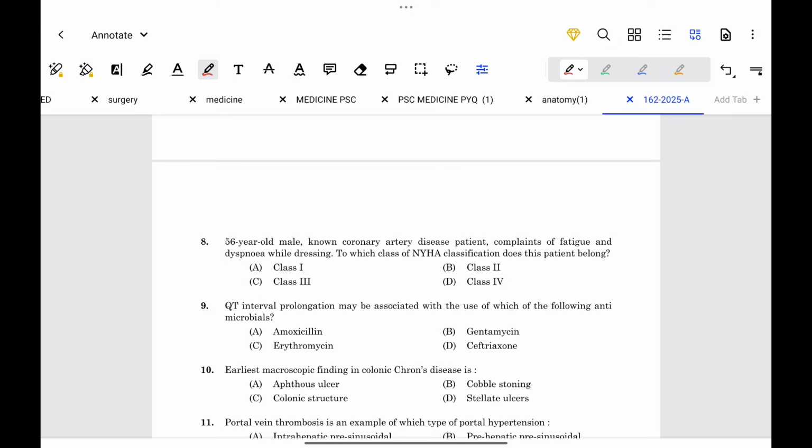NYHA class 3 is marked limitation of physical activity. If the patient is comfortable at rest, then he can do less than ordinary activity, and he gets the symptoms. Okay, so here the patient has symptoms while dressing. So this is option C, class 3.